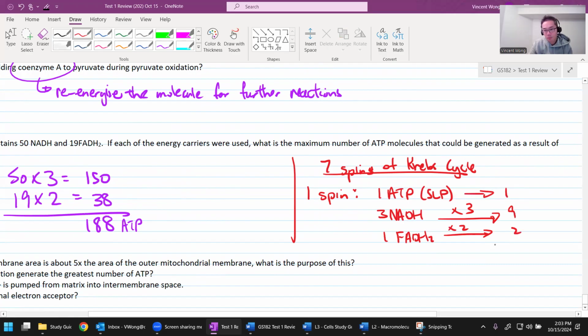This is just 1 ATP. If you add them up, it's 12. So you can remember one Krebs cycle spin is 12 ATP. So if you do it for 7, 12 times 7 is 84. Yeah, thank you. Okay. That's it.